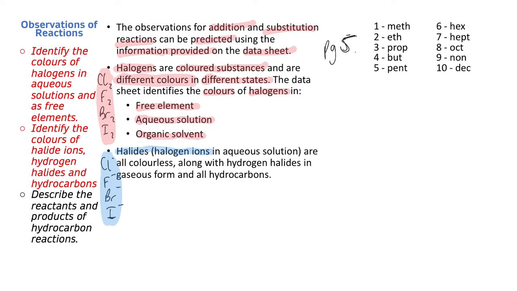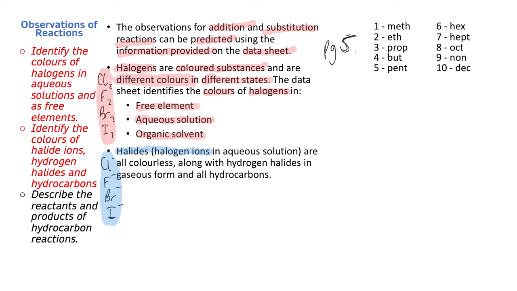Fluorine as a free element, as a gas, is yellow. Fluorine doesn't form aqueous solutions; it actually reacts with the water, and fluorine doesn't have an organic solvent either. But if you look at bromine as a free element, it's a liquid, it's red. But bromine aqueous solution is orange, and bromine in organic solvent is red. So you need to read what the question says and work out what state it's in, and then work out what color it is. Those tables are there for a reason.